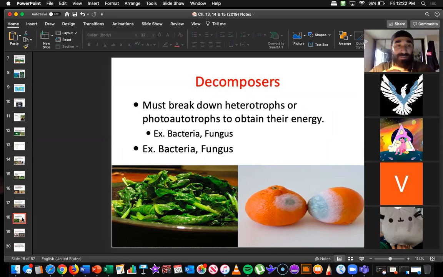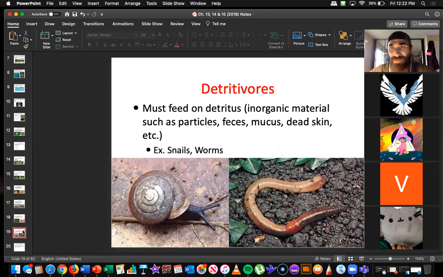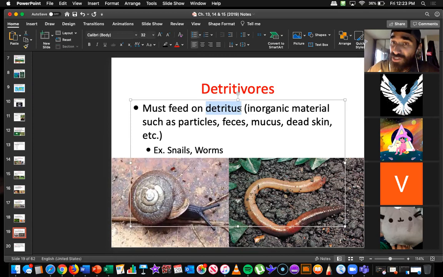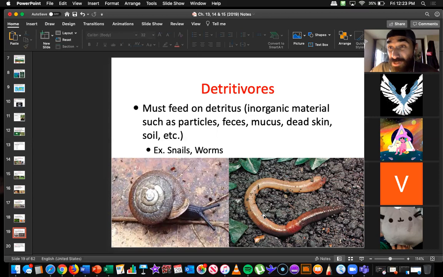But good question. The last one on this list, and this is where I'm going to pause because I've been talking far too long. The last one is called a detritivore. Now, the reason I'm introducing these to you guys is because when you choose your biome, your job is going to be to include one of each of these into your biome. So a detritivore, guys, is something that feeds on what we call detritus. That's Latin for garbage, because detritivores are things that eat inorganic things, meaning they eat poop, they eat mucus. They eat, I forgot to include, they eat soil. And that's going to be things like slugs, things like worms. You guys know what dung beetles are, right?